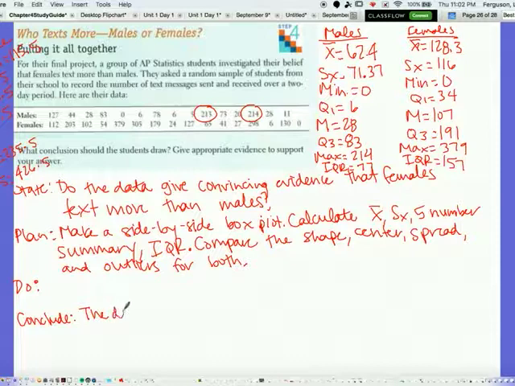So the data shows, or let's say the data gives strong evidence. That's actually probably a better way to say that. So the data gives strong evidence that females text more than males.